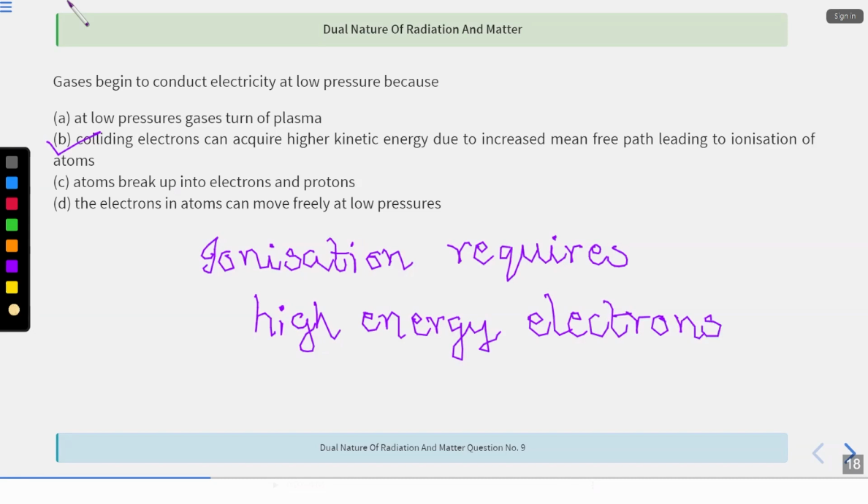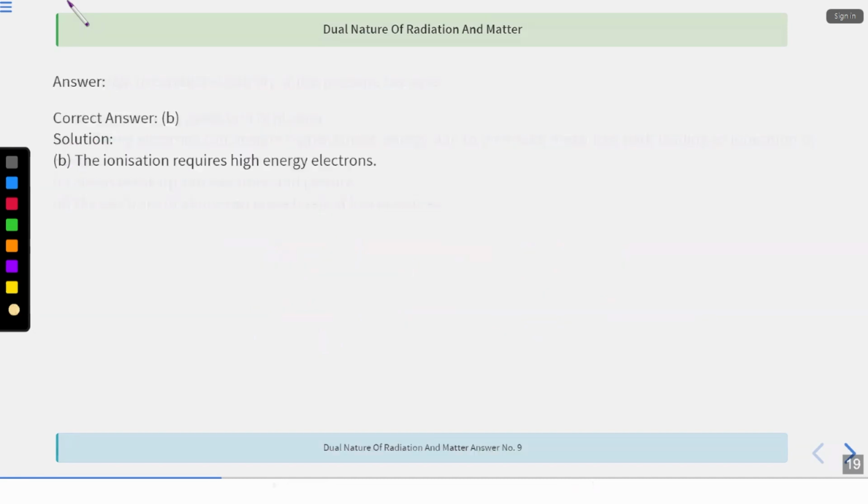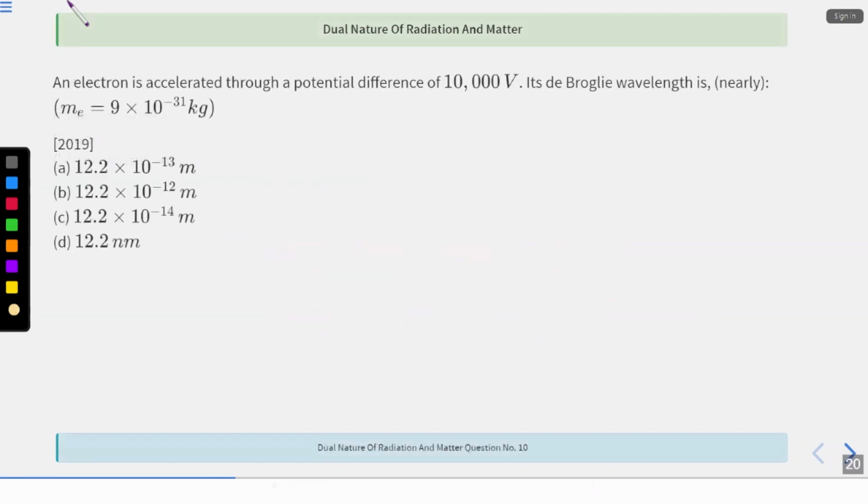We know that, okay? Let's move on to the next question. An electron is accelerated through a potential difference of 10,000 volt. Its de Broglie wavelength is nearly what?